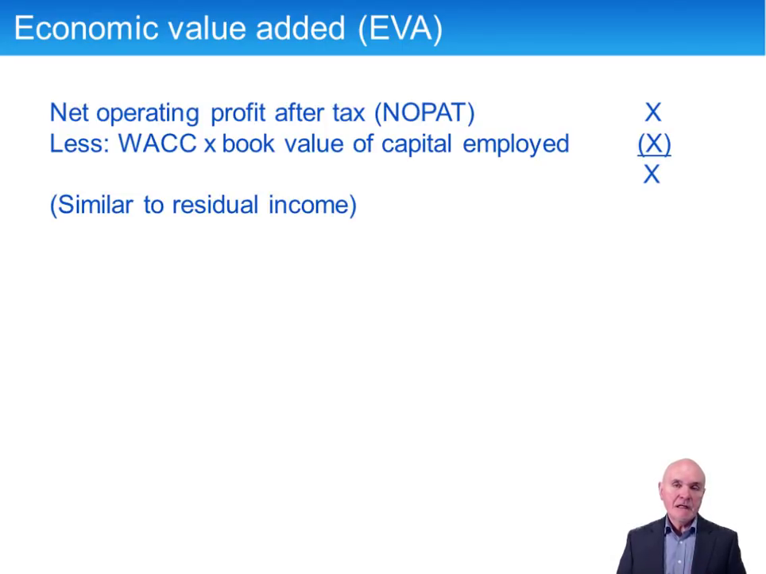Now, in essence, the calculations are very similar in principle to residual income. We have the operating profit after tax, and then from that you subtract an amount for a notional charge for the use of capital. And that's based on the weighted average cost of capital applied to the capital employed. A couple of things to note at this stage.